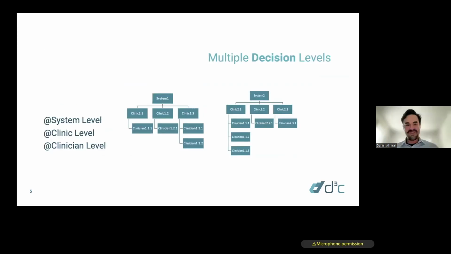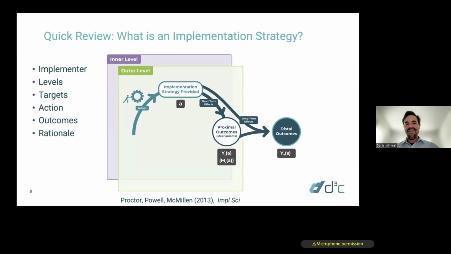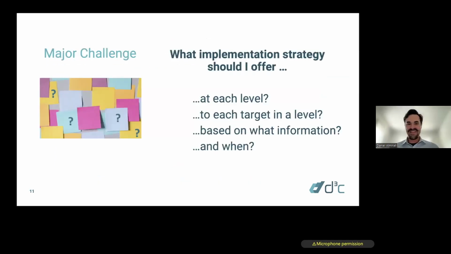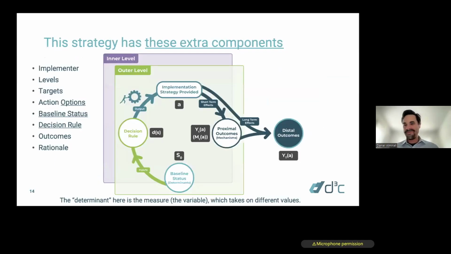So this was that whole multiple decisions thing. Basically the bottom line is there are a lot of barriers and a lot of facilitators across many decisions. And implementers have a really hard job, which is, what strategy do I give to which site, at what level, and when? Okay, so that was all your homework assignment.